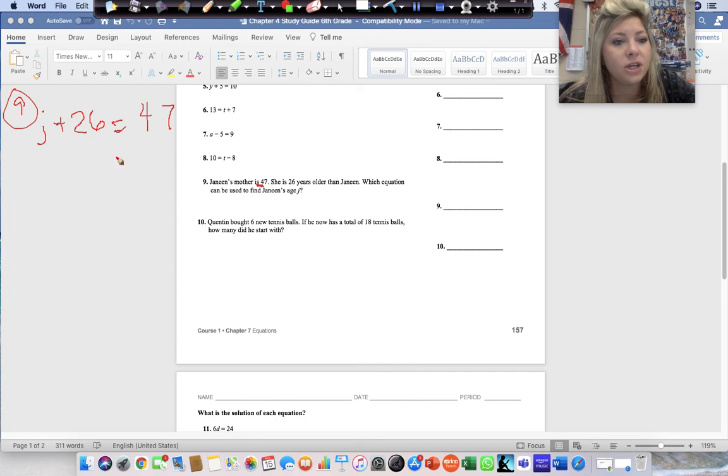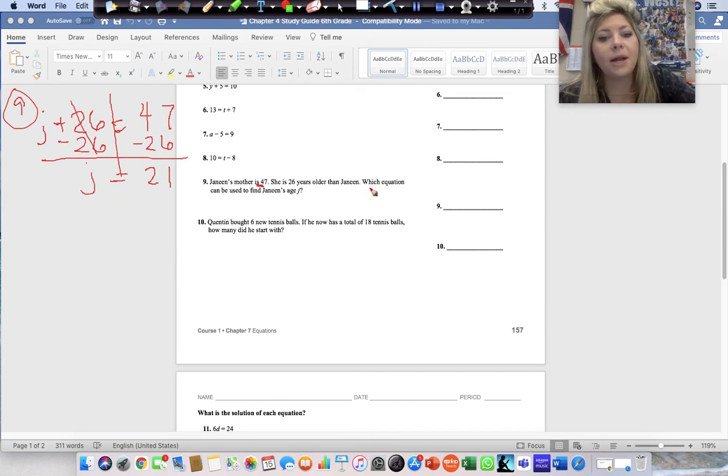So this is the equation that we would use to find it, and then to find out how exactly old Janine is, we would subtract 26 from both sides. This is going to cancel. It's a 0 pair. Bring down your j, and j is equal to 47 minus 26, which gives us 21. So Janine is 21. But if the question is asking which equation, this would be the equation: j plus 26 equals 47.